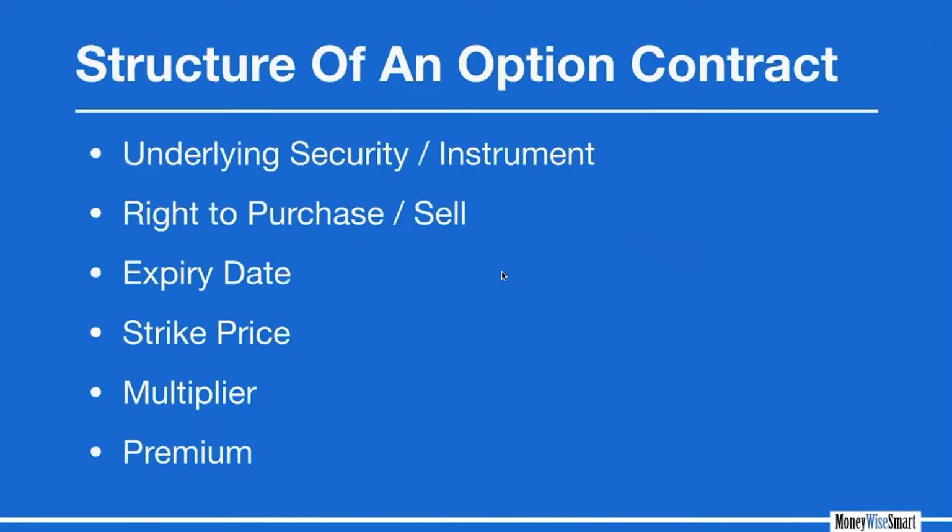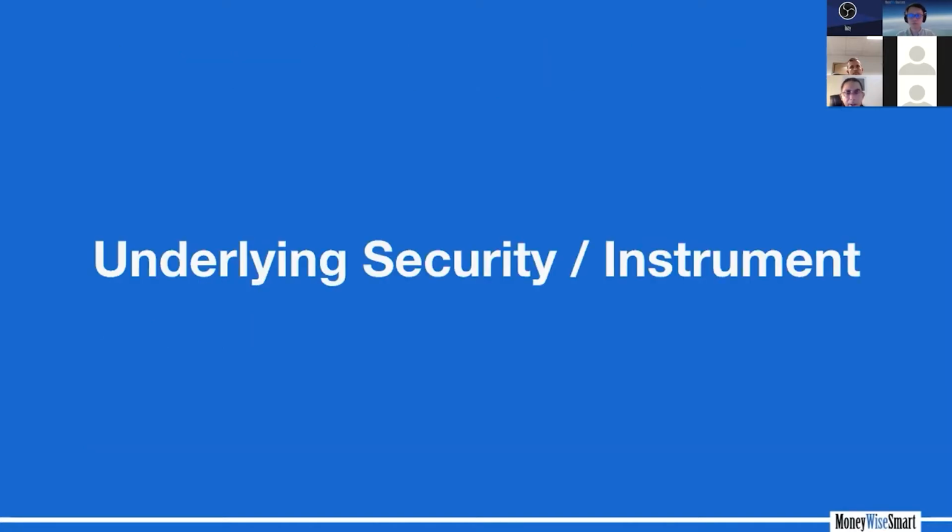For the sake of the beginners, we will do a quick recap of the structure of an option. These are some of the points which we will go through. Every option has an underlying security or an instrument. In this case, we are predominantly going to deal with equity options, where the underlying security is the stock.